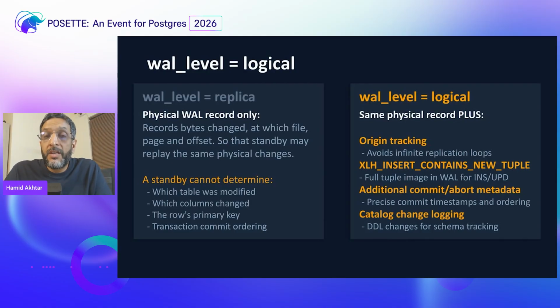We additionally might need some information about the relation. We might need additional information on whether this transaction committed or aborted, and we might need some information about the catalogs.